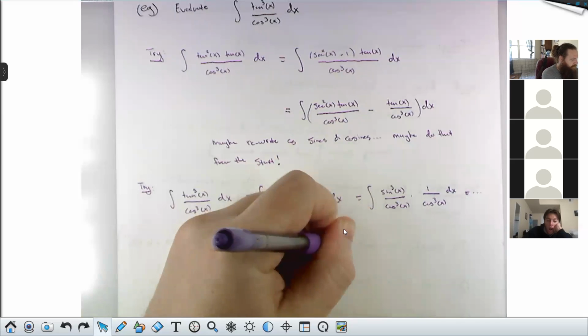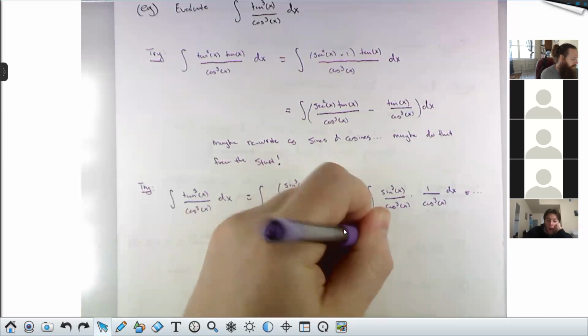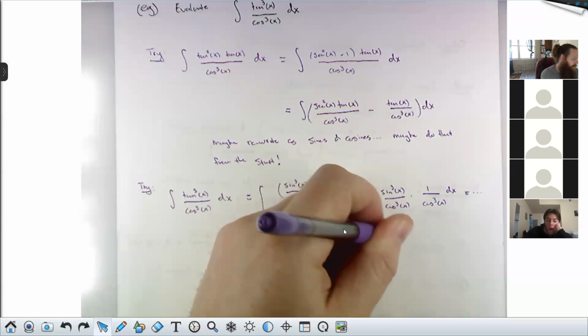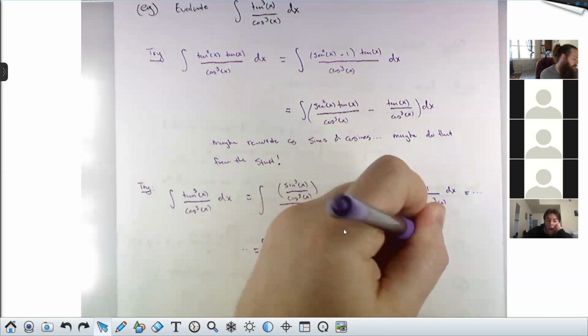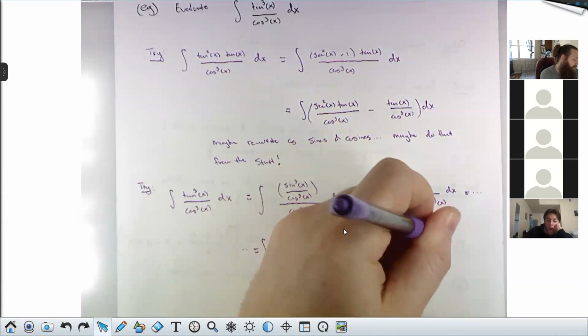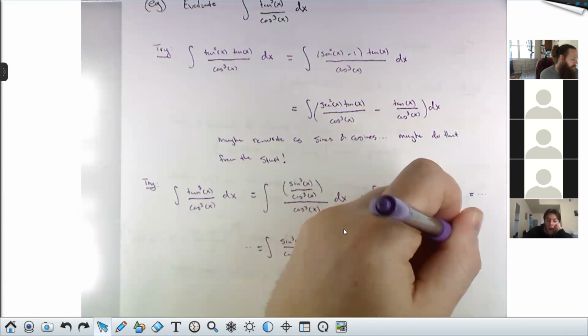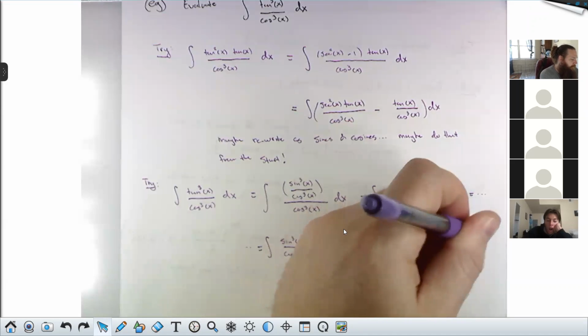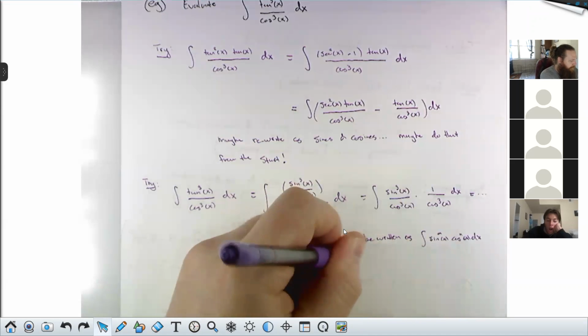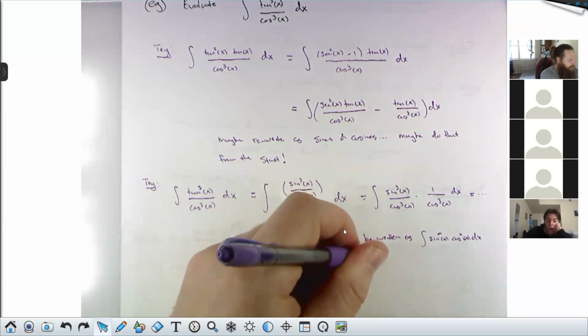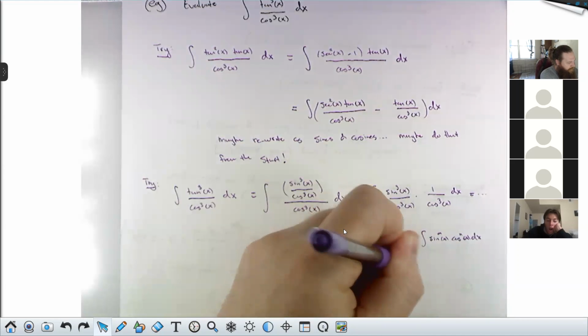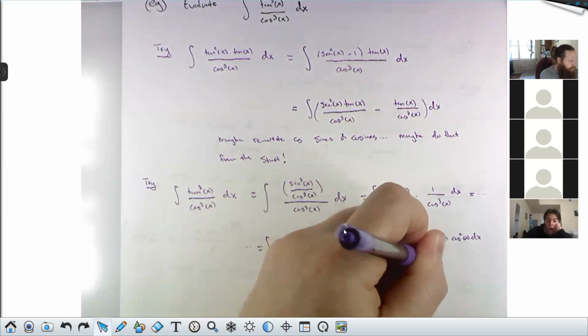So let me make a few comments here. This can't be written as some power of sine times some power of cosine. So maybe as a power of tangent times a power of secant. Whoop.